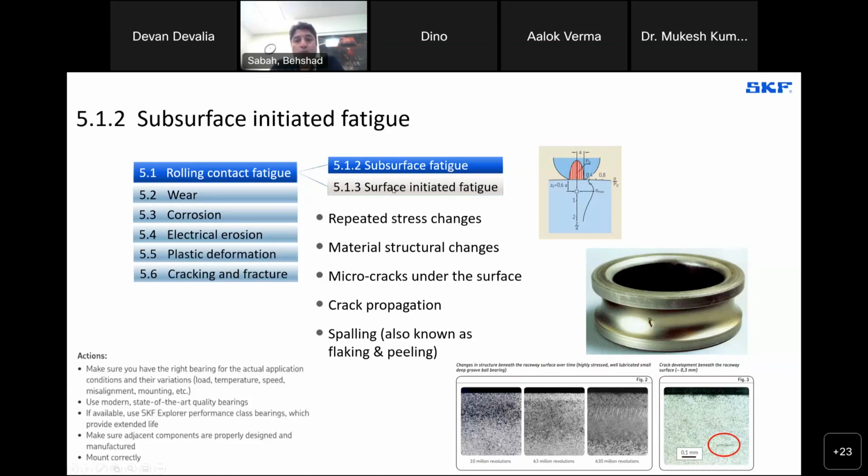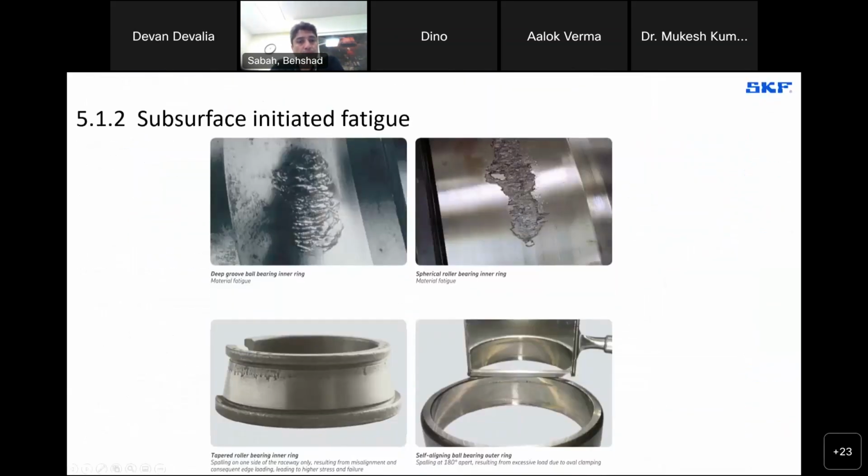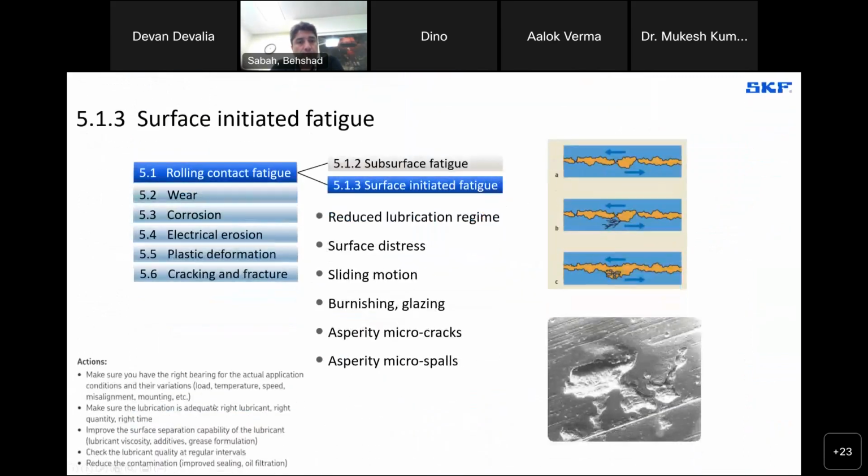And then, if we talk about surface initiated fatigue, we spoke about lubrication. So the right lubricant, right quantity, right time, and the right additives will help.